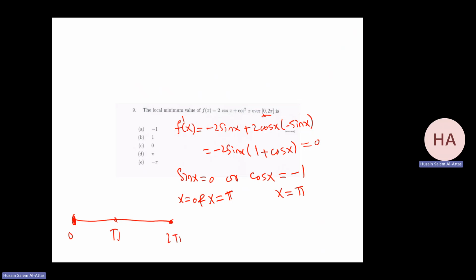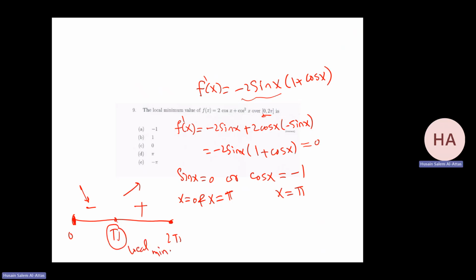Take a value between 0 and 2 pi. Don't forget this is your f prime with the minus sign. Okay. Take pi over 2. So I have negative. Here I have positive. So it's negative. Take 3 pi over 2. That will be positive, and that will be positive. So the answer is positive. So decreasing, increasing. So you have local minimum here.